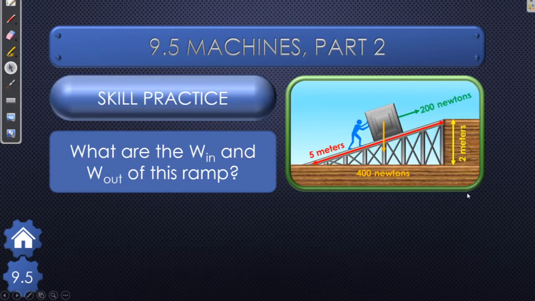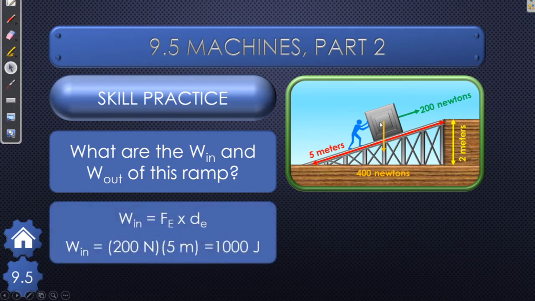So let's change back to our situation with Frank. He's still pushing that box up the ramp. Will he ever reach the top? Let's calculate his work input and work output. His work input is equal to the effort force times the effort distance. Frank is pushing with a force of 200 newtons over a distance of 5 meters. 200 times 5 is 1,000. So Frank will do 1,000 joules of work pushing the box up the ramp.